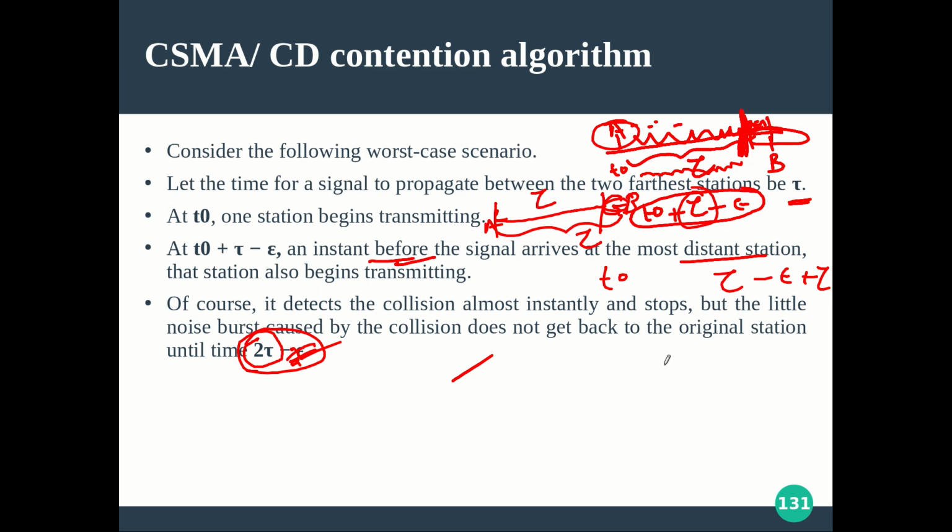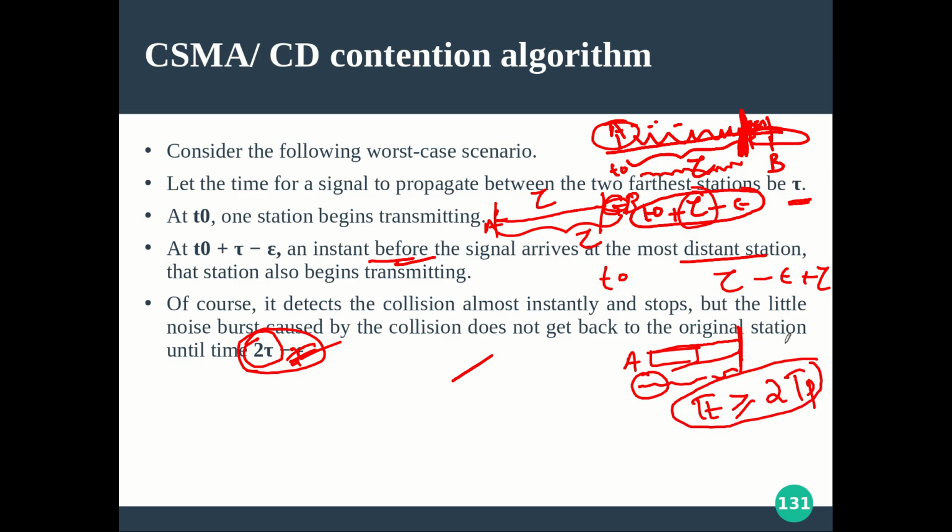A should continue transmitting the frame. The frame should be long enough so that some parts of the frame get collided and the collision signal is coming back. When the collision signal is coming back and A identifies the collision, there should be some data for A to send. In the sense, the frame transmission time of A should be greater than or equal to 2 times the propagation time. So this should hold for the collision detection to happen in general.